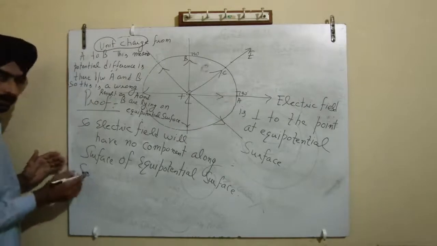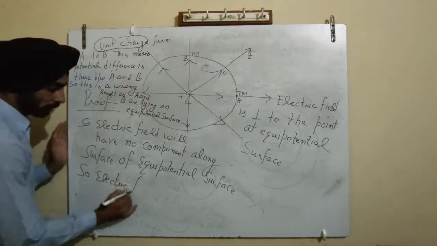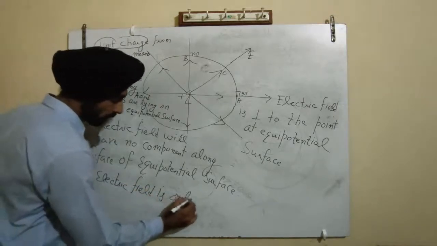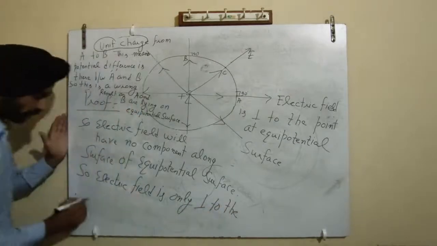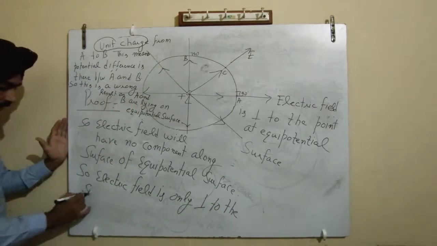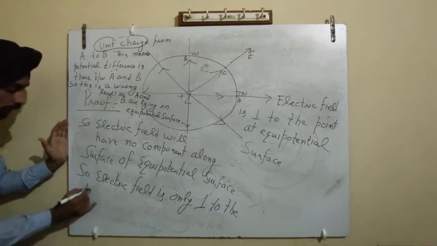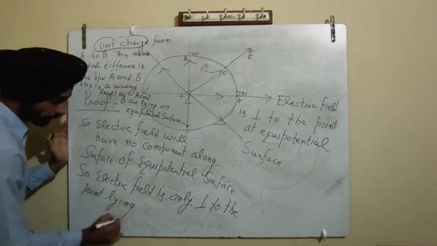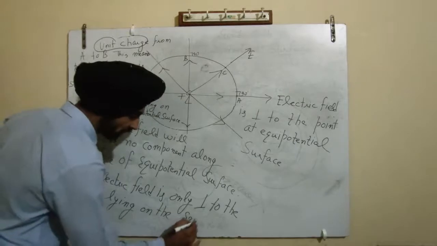So the electric field is only perpendicular to a point lying on the equipotential surface.